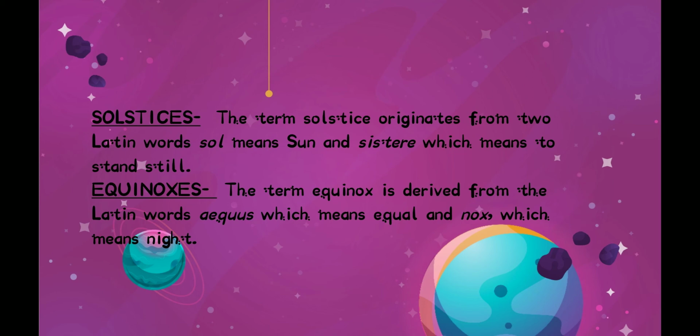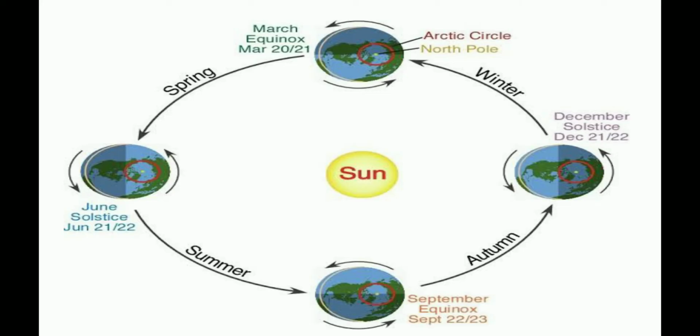Firstly, we have solstices. The term solstice originates from two Latin words. Sol means sun and sistere, which means to stand still. Equinoxes. The term equinox is derived from the Latin word aequus, which means equal, and nox, which means night. So now let us dig further into both of these topics.